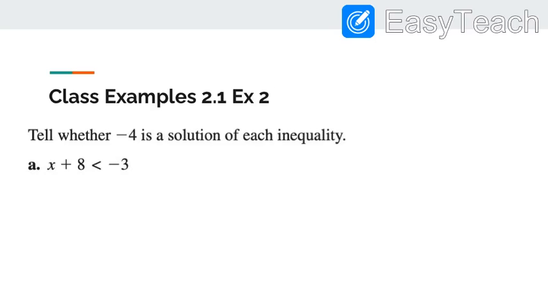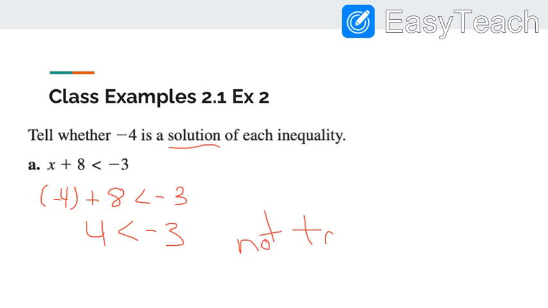Okay, the next type of problem we might have is checking if solutions are working. So in this case, a solution, remember, is an answer, so we're going to plug this in. So we're going to plug in negative 4 to this inequality. Negative 4 plus 8 would be 4 is less than negative 3. This is not true. So this is not a solution. If 4 was less than negative 3, it would be.